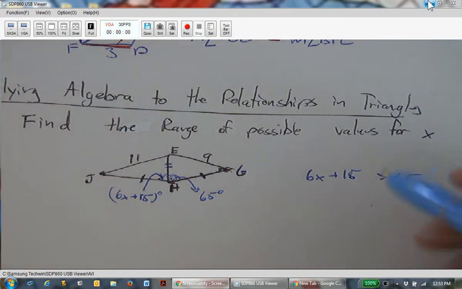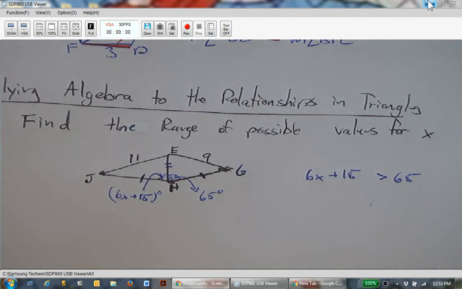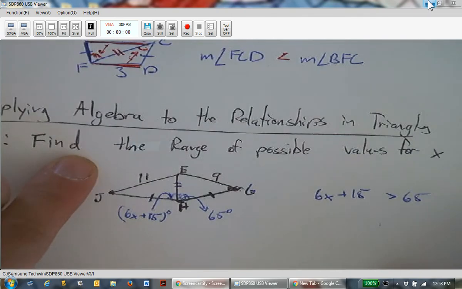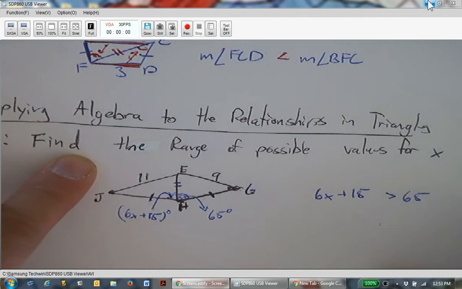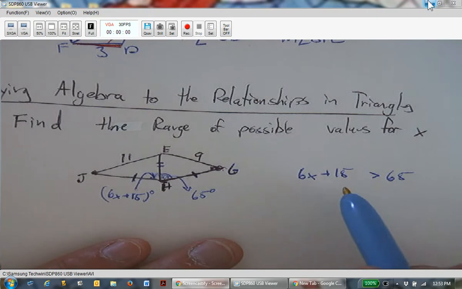The thing is, because this doesn't say equal, this means that x could be a whole bunch of different numbers, right? But we want to narrow down what that range is. So that's what I'm asking. Find the range of possible values for x. That means x could be a whole bunch of different numbers, okay? How do we do that, Mr. Wee? Well, it's actually not as bad as you think.